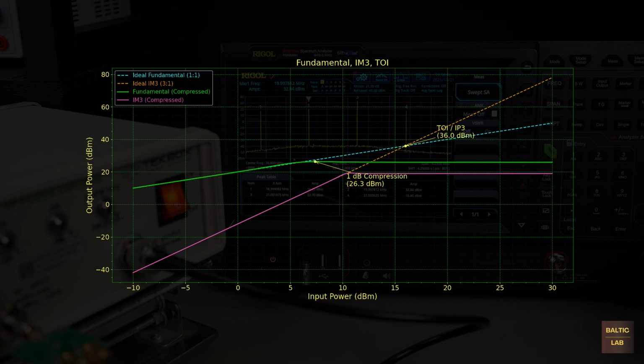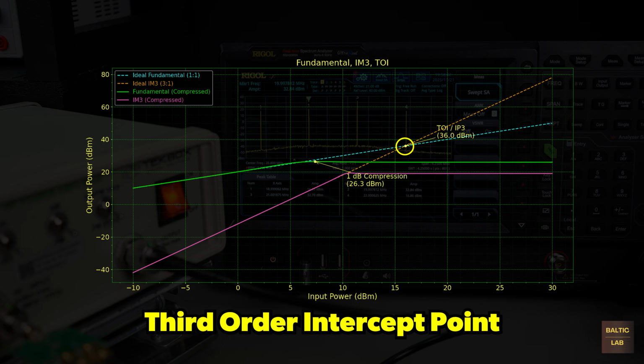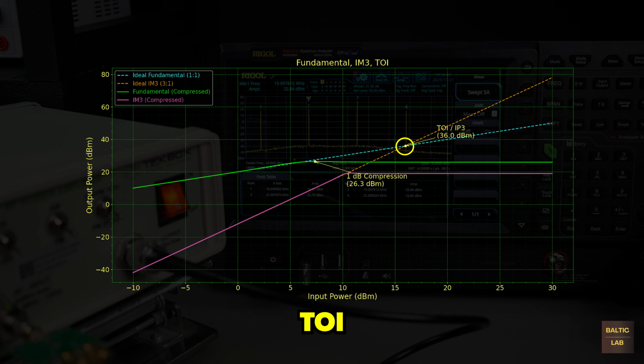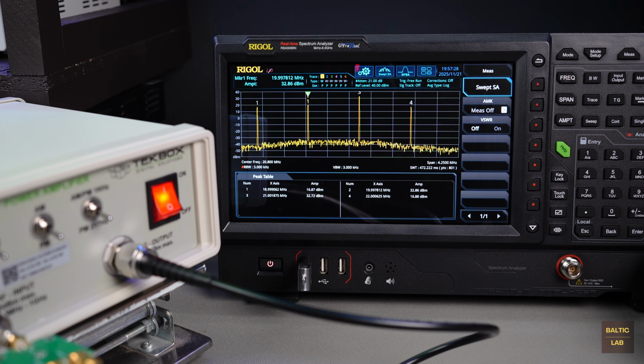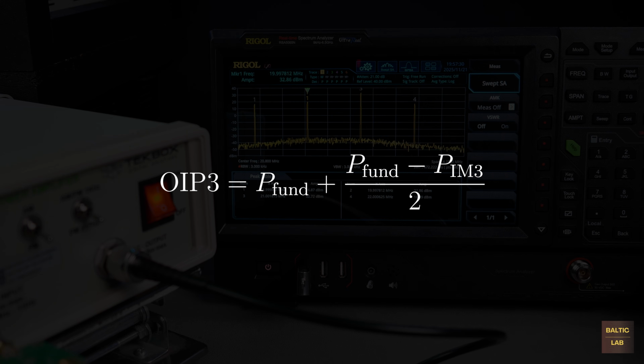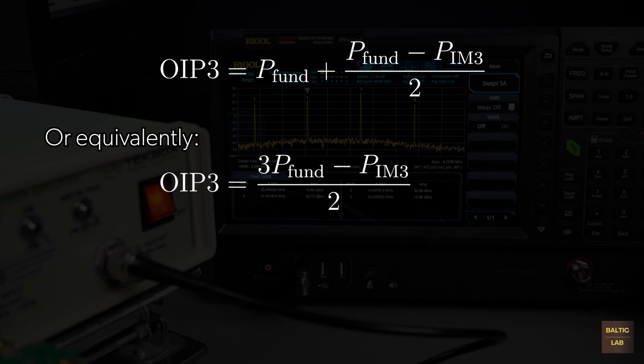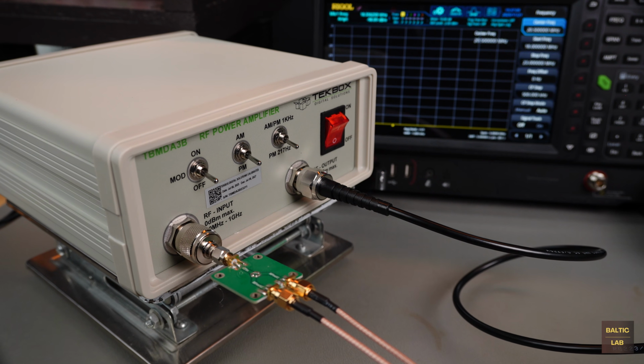These extended lines intersect at a purely theoretical point known as the third-order intercept point, often abbreviated as TOI or IP3. IP3 can be measured by applying a two-tone signal to the amplifier input and inserting the measured output powers of the fundamentals and the third-order intermodulation products into a simple equation. The result can be referenced either to the output, referred to as OIP3, or to the input, referred to as IIP3. The two values differ only by the amplifier's gain. With the theory in place, let's measure.